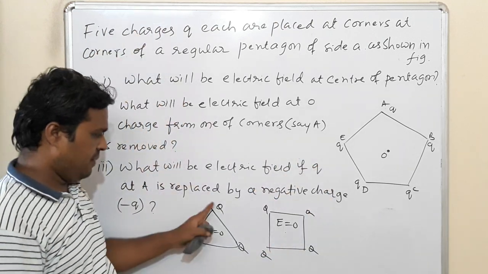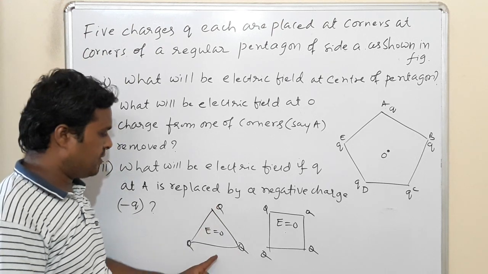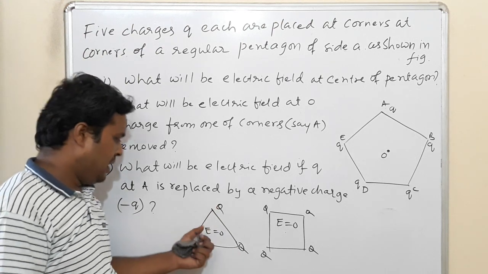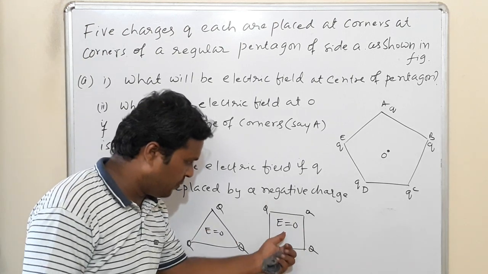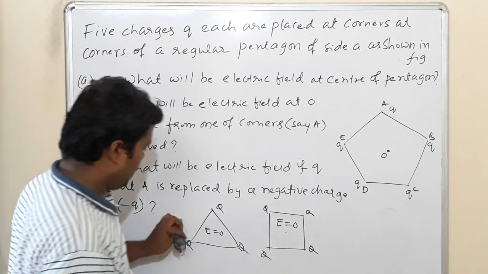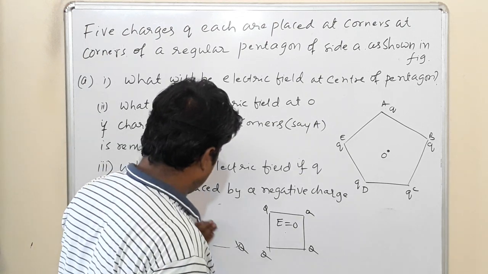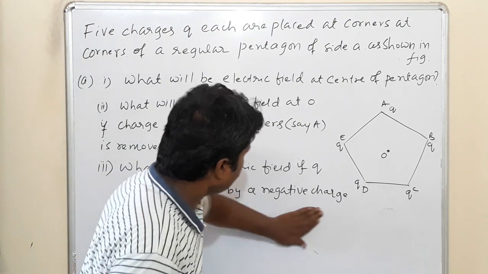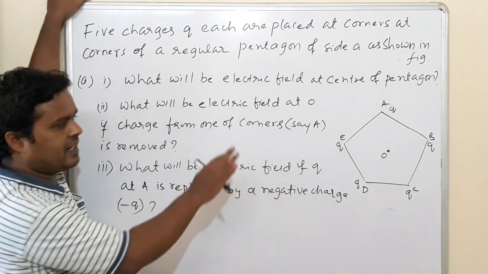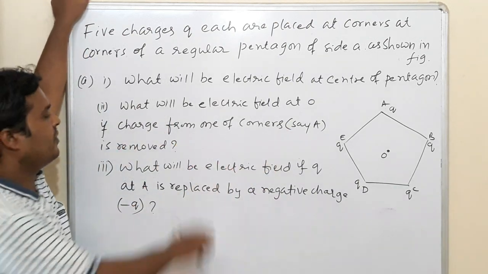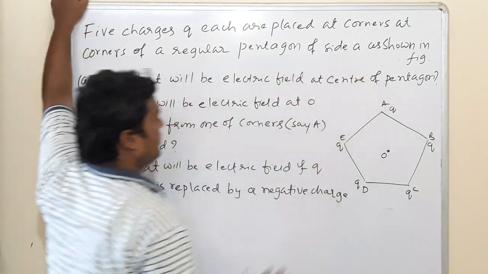For a triangle, if similar charges are placed at the vertices, the electric field at the center will be 0. And for a square, the electric field at the center will be 0. Then let us see what happens in case of a pentagon now. If 5 charges are placed at the corners of a pentagon, then what will be the electric field at the center?